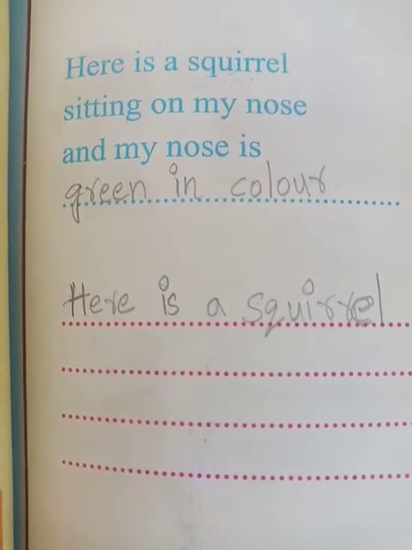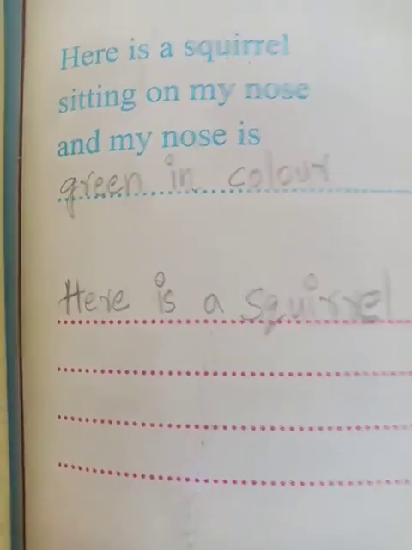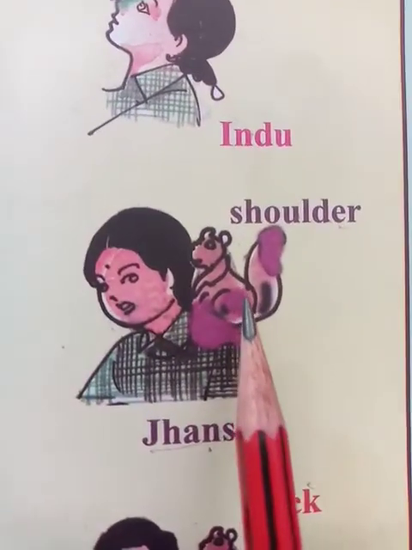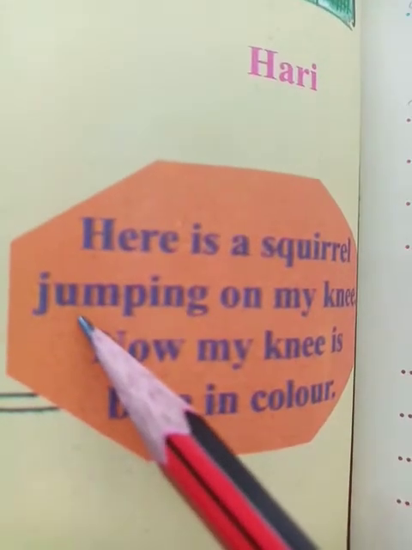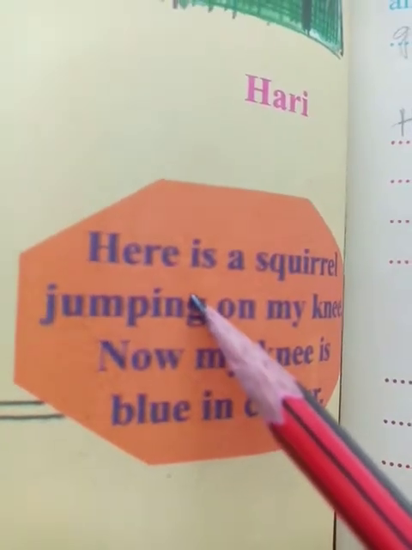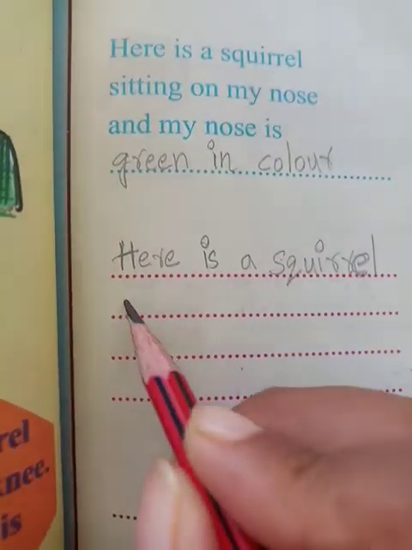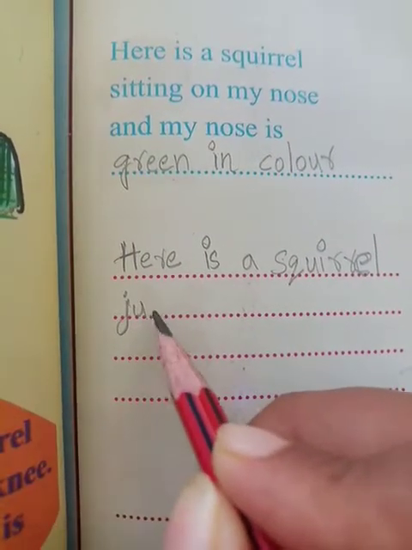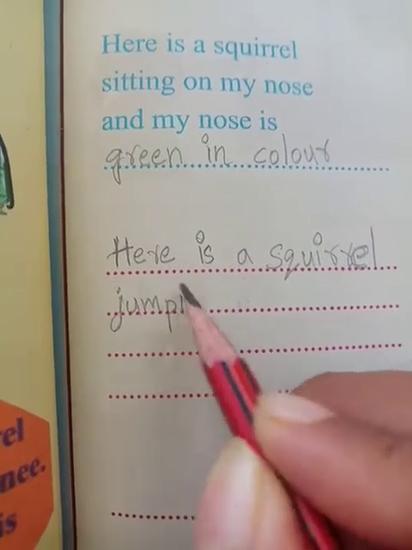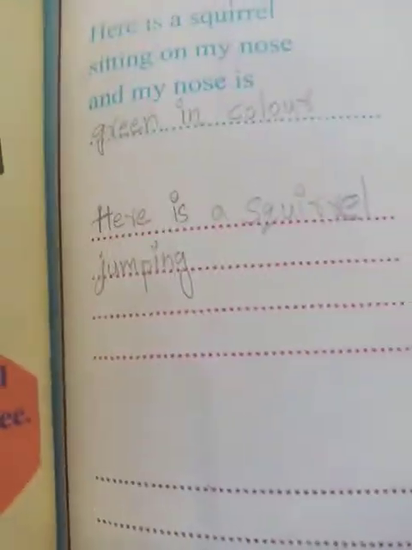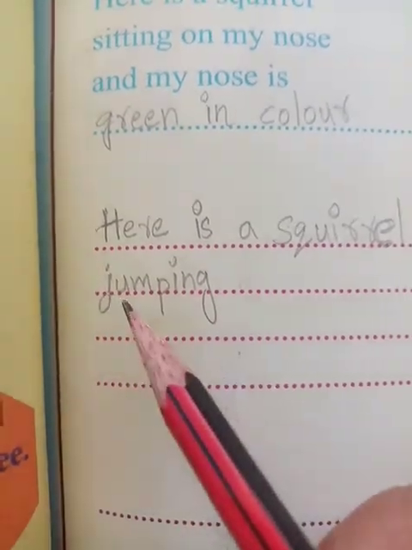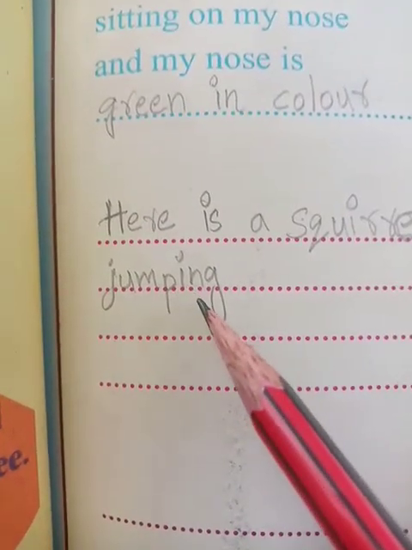Here is a squirrel. We'll write jumping, okay? Jumping on my shoulder. Jumping spelling. Here you have J-U-M-P-I-N-G, jumping.